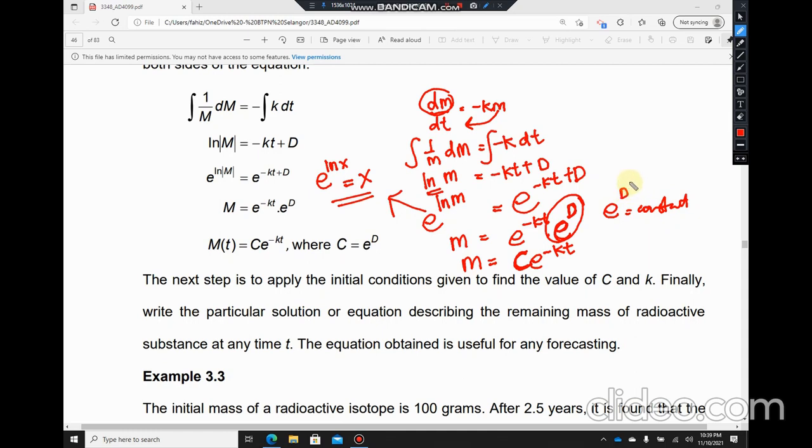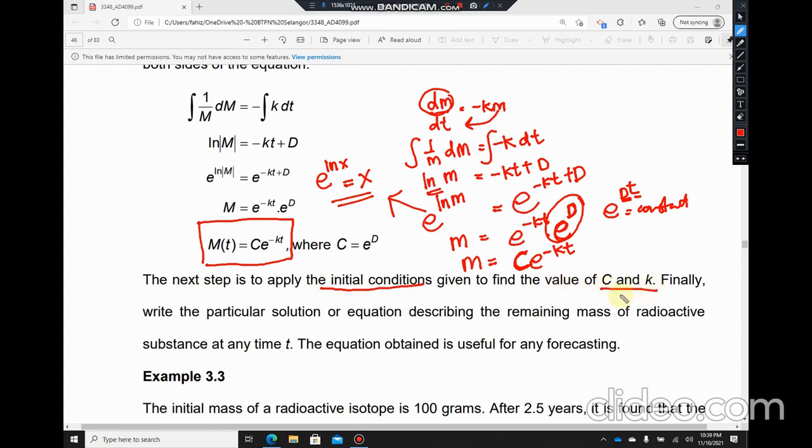Kalau dia function, dia mungkin ada, for example, dia ada variable T. So EDT. So kalau D ni nilai tapi ada T, dia bukan lagi constant. Okay, so you get this mathematical equation, which is MT equals to CE negative KT. The next step is to apply the initial conditions given to find the value of C and K. So nampak tak, bila kita ada initial conditions, and then kita akan cari nilai C and K.